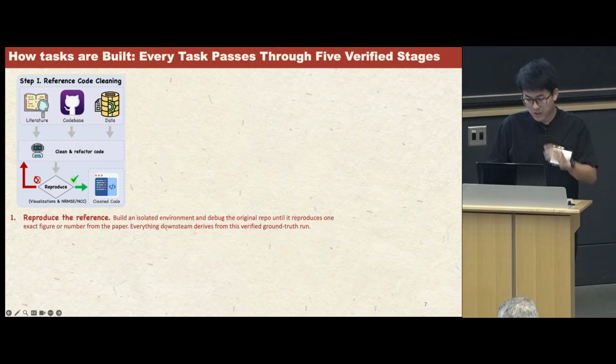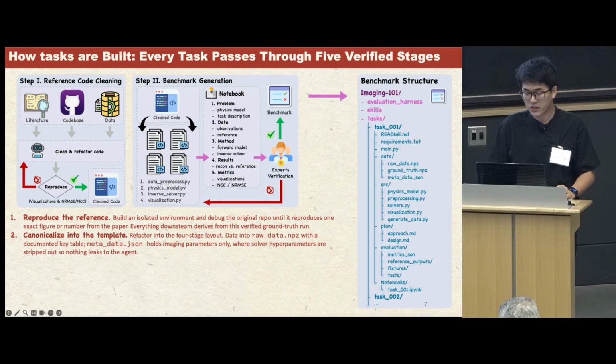So how does a task get built? There are five stages, and a human was monitoring all of them. First, reproduce. We build an isolated environment and debug the original code until it reproduces one exact figure or one exact number from the paper. Everything downstream is derived from that verified run as ground truth. Second, we canonicalize into the template we just talked about. Third, we calibrate the bar relative to the reference run. For example, the NCC should be at most 10% less, and the NRMSE should be at most 10% more.